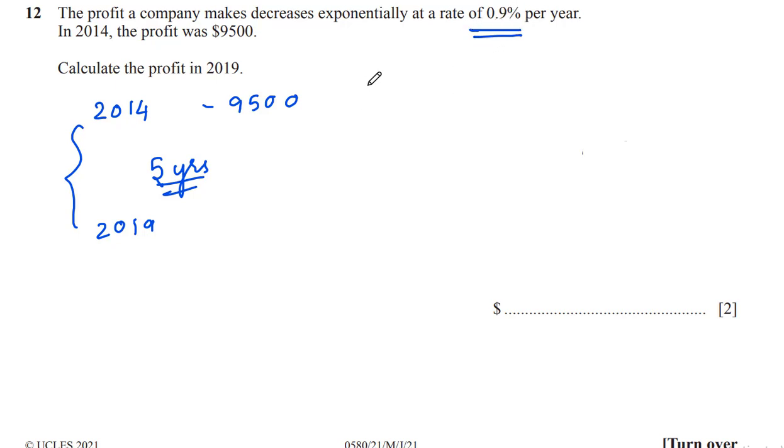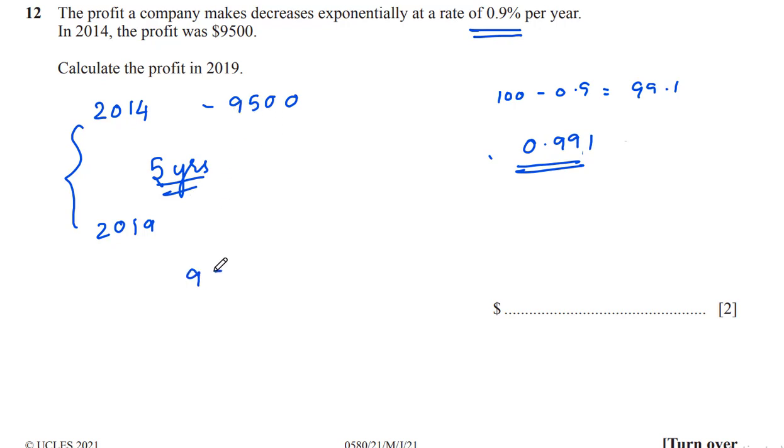First, we have to find the multiplier. So, how will you find the multiplier? Means 100 minus 0.9, that is 99.1. So, since it is decreasing, I'll write the multiplier as 0.991. I'll be teaching you how to identify this multiplier in some other video. Now, we'll be using this multiplier to find the profit decrease.